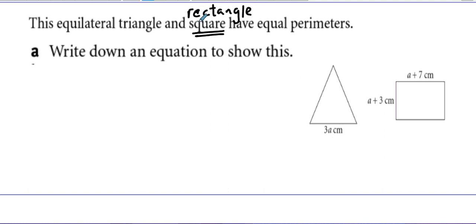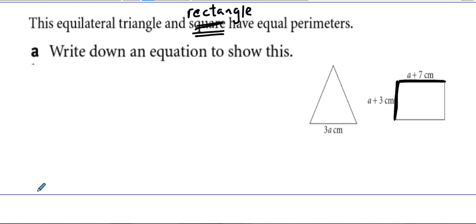Why? Because a plus 7 is the length. So for it to be a square, the width should be a plus 7, but here they wrote a plus 3. Or, if this was supposed to be a square and this is a plus 3, even this will be a plus 3. Why? Because a square has all the sides equal. So let us make it a rectangle.